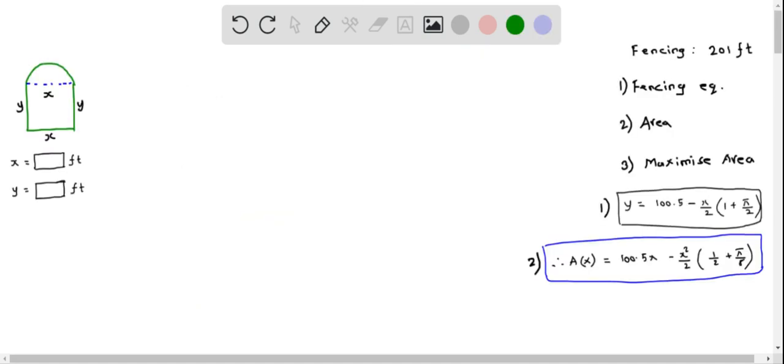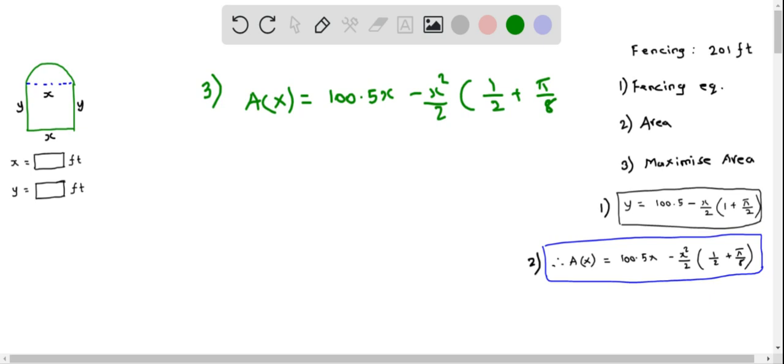We will now do the third step. That is, we have to find the dimensions of the coral such that the area is maximized. For this, we are going to use the calculus first and second derivative methods to see at what point of x the area is maximized. So first, let me consider the area equation, A of x equals 100.5x minus x squared by 2 times 1 by 2 plus pi by 8.